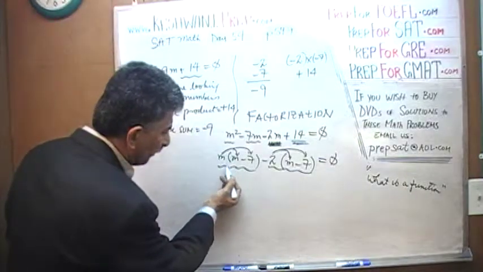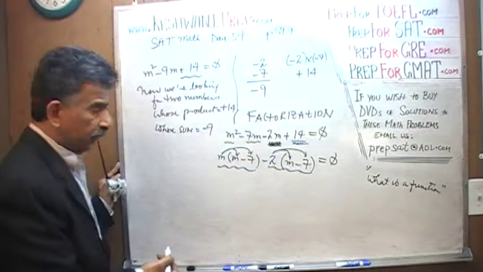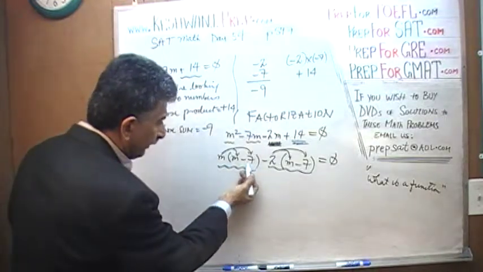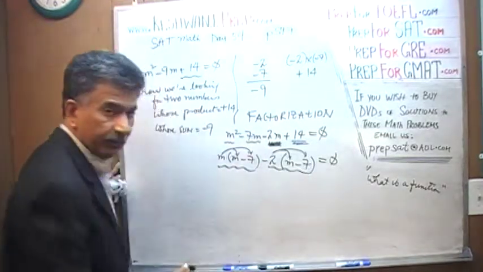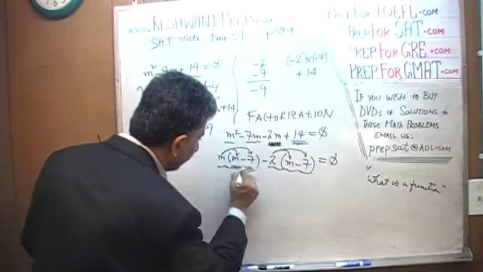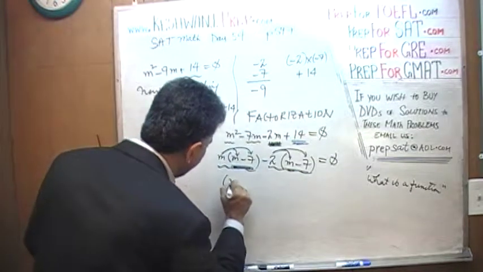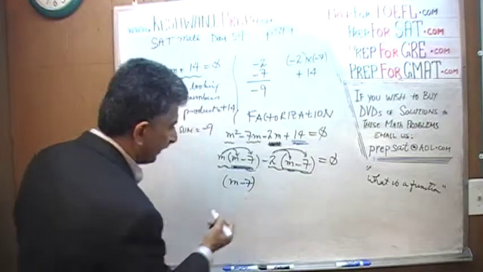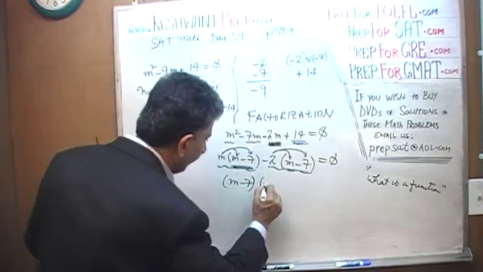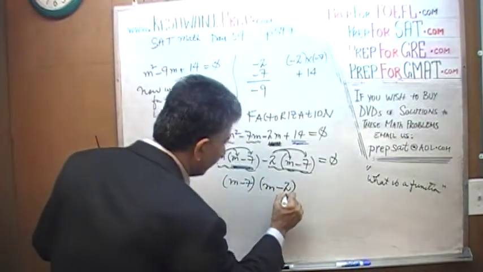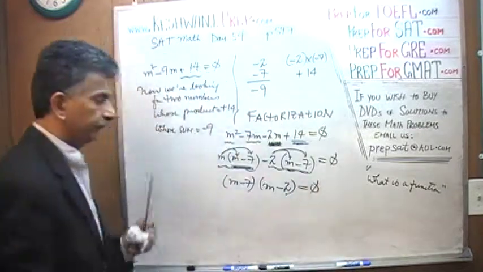So what do we find common in this term and this term now? M times m minus 7 and negative 2 times m minus 7. The common factor is m minus 7. Let's take it out. Once we take out m minus 7, from here we are left with m, and from here we are left with negative 2. And we are told that that equals 0.